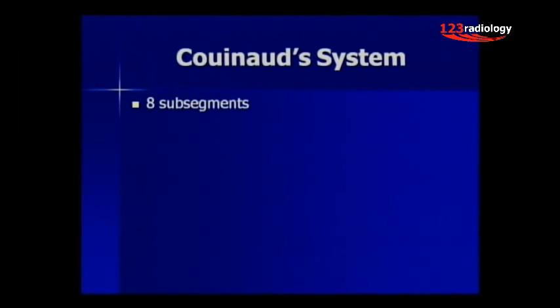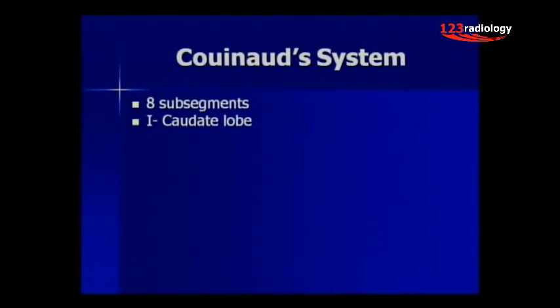So in this system, there are 8 subsegments. The left lateral segment, the right anterior segment and posterior segment are all subdivided into subsegments with both a superior and inferior subsegment. The caudate lobe, and for the most part the left medial segment, are maintained as a single segment.